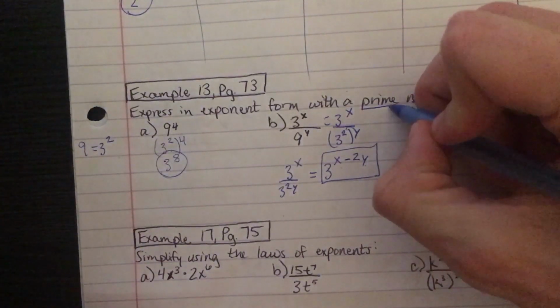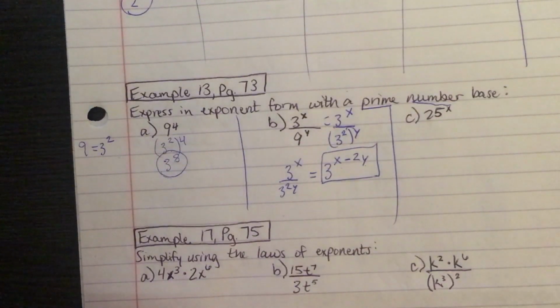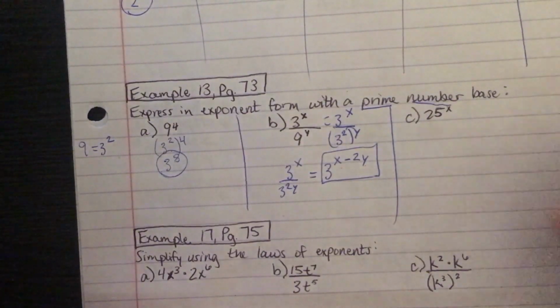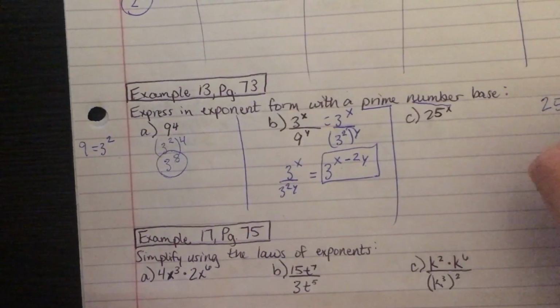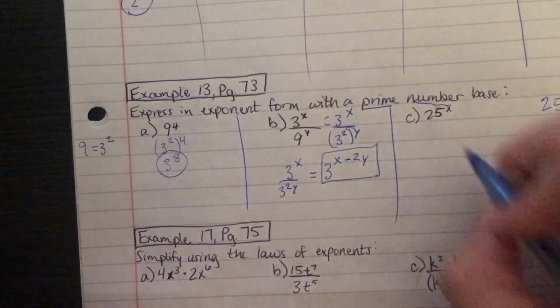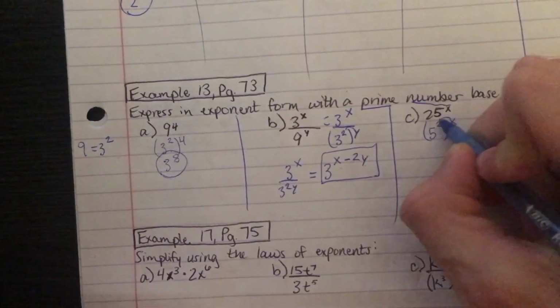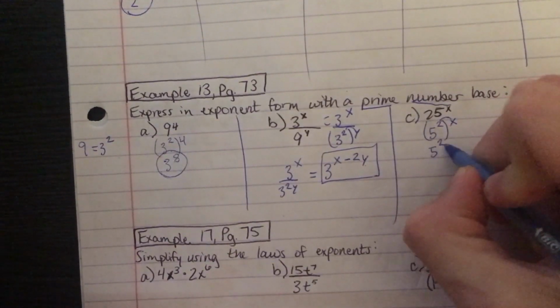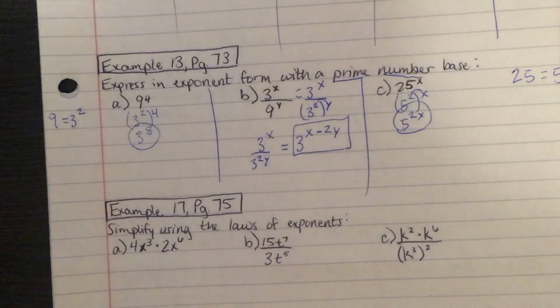And so then for the last one here, I want you all to rewrite 25 to the x real quick using a prime number. So take a second and try that on your own. So 25 is 5 squared there. So I'm going to rewrite that as 5 squared to the x. I'll distribute that, 5 to the 2x, and we are good to go there.